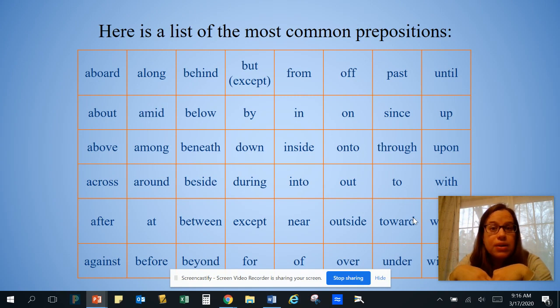A really great activity to do while you're home is to go through them all and act them out, like stand aboard the train. Well, I guess you don't have a train at home, but you get what I'm saying. Move along your sisters, walk behind your brother, stand a distance from each other, jump off the chair, only if you're allowed, walk past your mom, walk until someone tells you to stop. Do some of these prepositions at home and act them out.